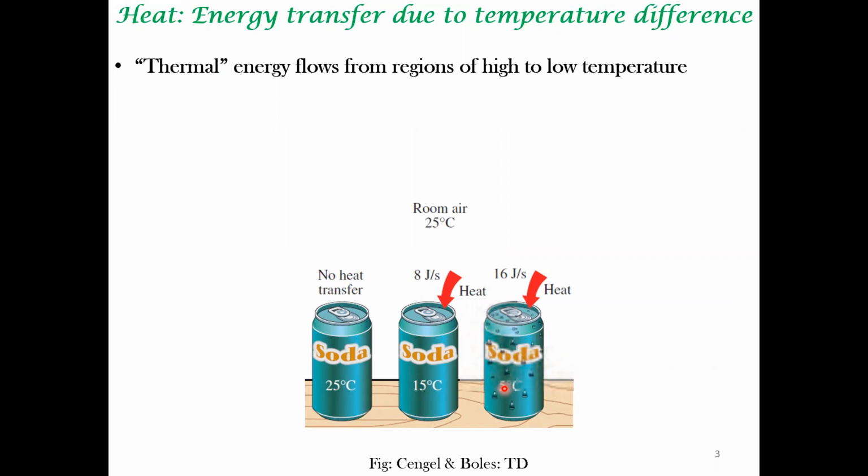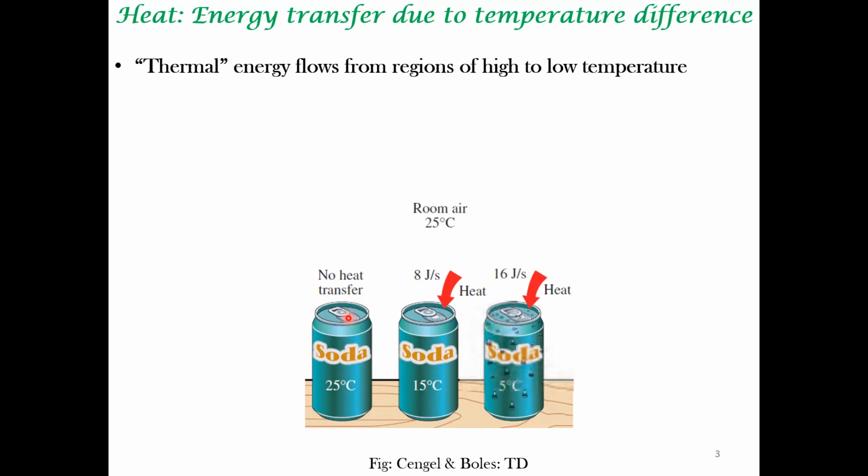So heat is a form of energy transfer that depends upon temperature difference. Whenever there is a temperature difference and the system is not constrained to be insulated, there's a possibility of energy transfer between the system and the surrounding, and if there is a temperature difference between the system and the surrounding, then there is heat transfer. In this case, for example, when the room temperature is 25 degrees centigrade and the temperature inside the soda is 25 degrees centigrade, there's no heat transfer, all right?